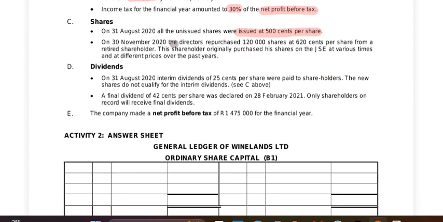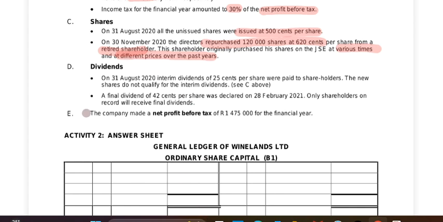And then on 30th November 2020, the directors repurchased 120,000 shares at 620 cents per share from a retired shareholder. The shareholder originally purchased the shares on the JSE at various times and at different prices over the past years. This is going to be important for when we have to calculate the average price.